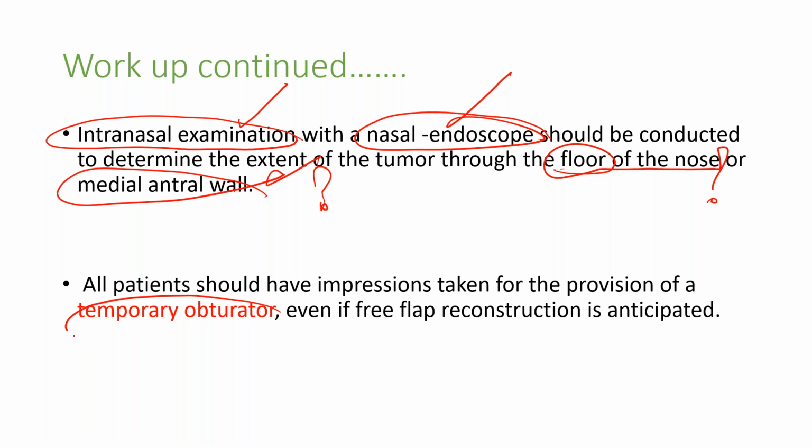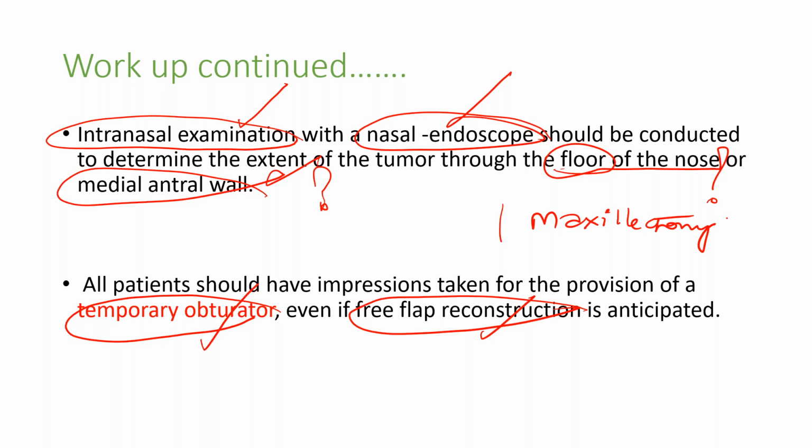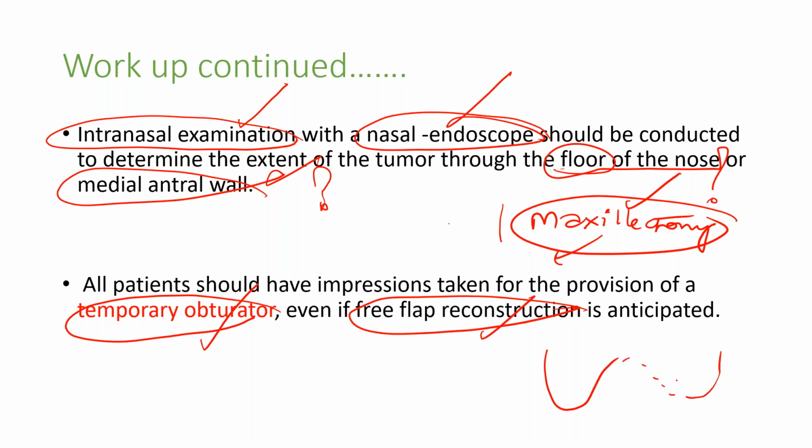So you should plan for a temporary obturator and free flap also when you are trying to reconstruct. When the maxilla is involved, you have to go for maxillectomy, like I told you in nose cancer itself. Once the defect is produced, for example, once one maxilla is removed, you have to put some obturator to fill up the gap.